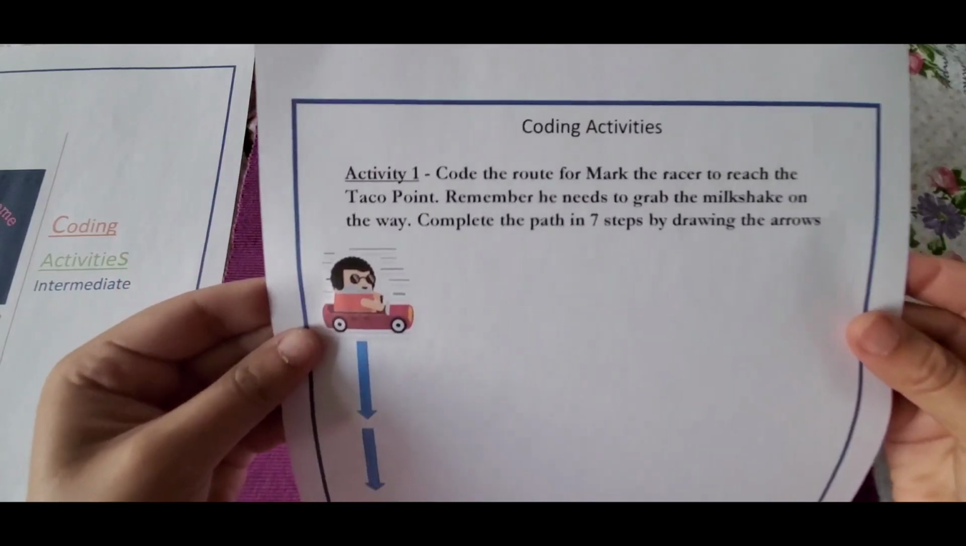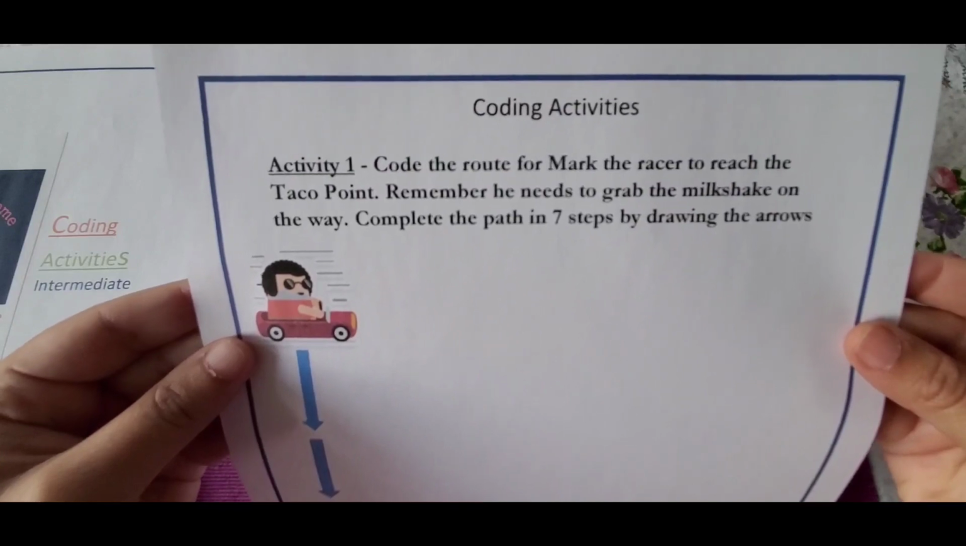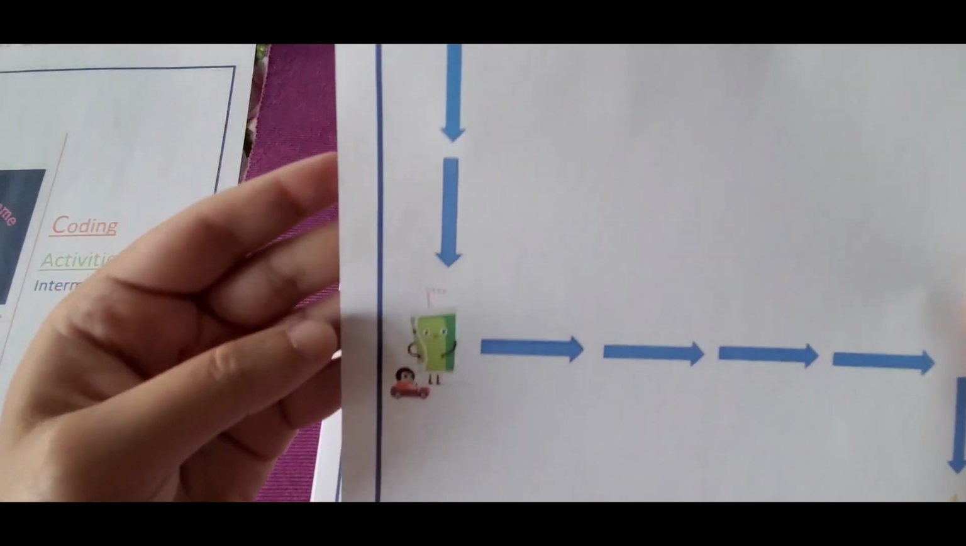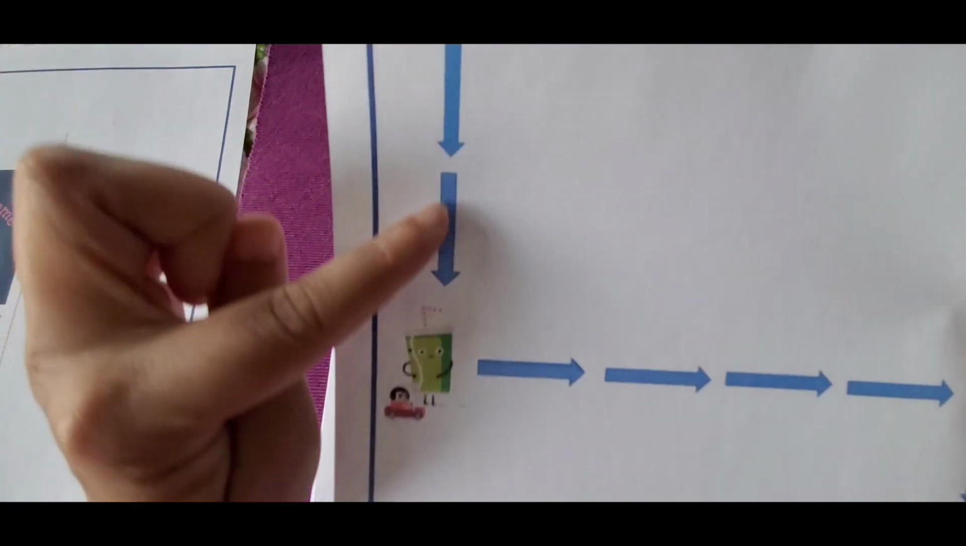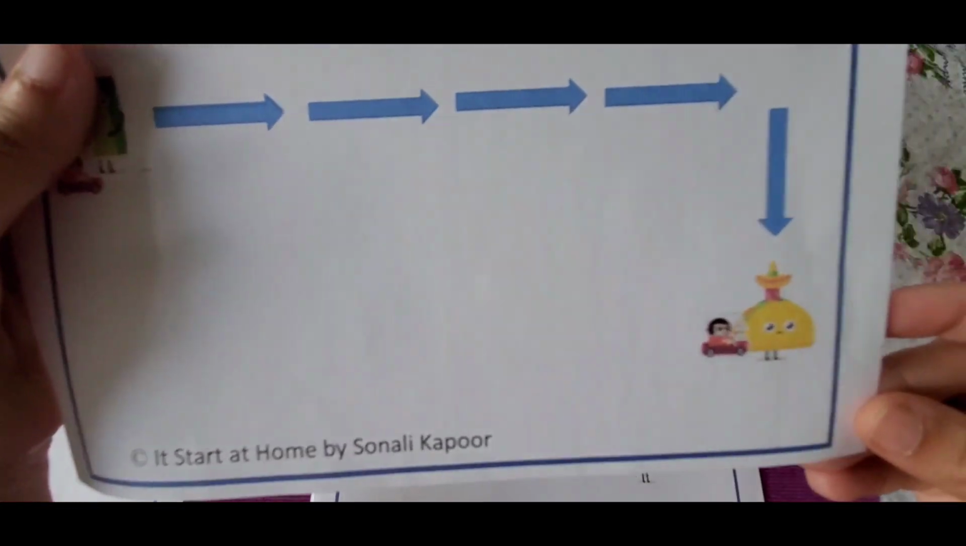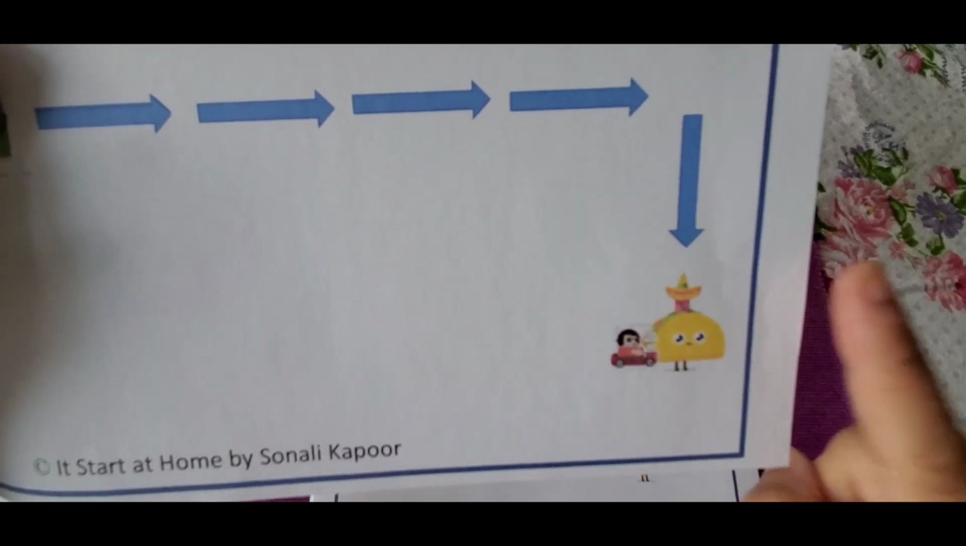Here, code the route from Mark the Racer to reach the taco point. Remember, he needs to grab the milkshake on the way. So where is the milkshake? The milkshake is right here. Mark is right here, and he needs to go to the taco point, and that's the taco point.